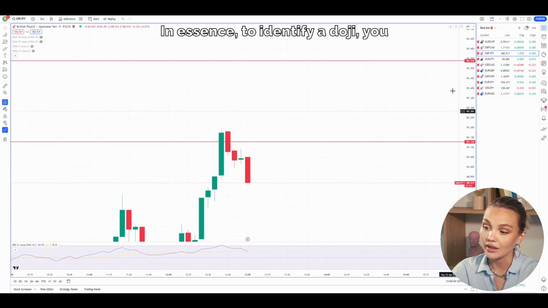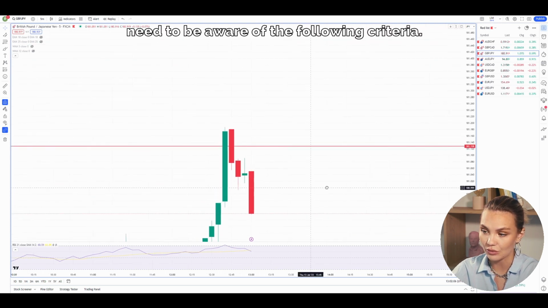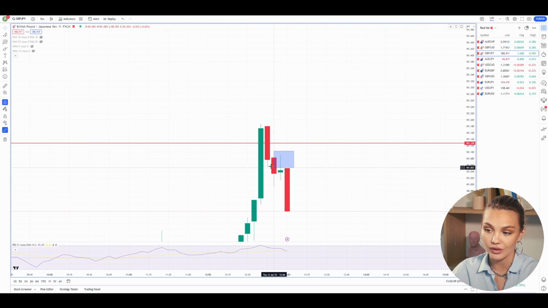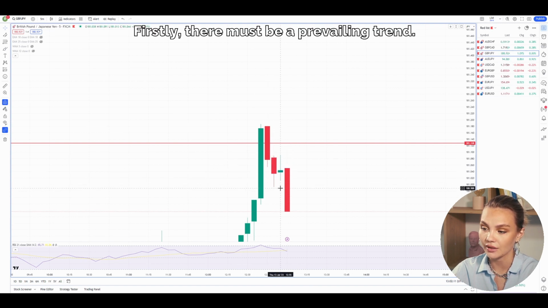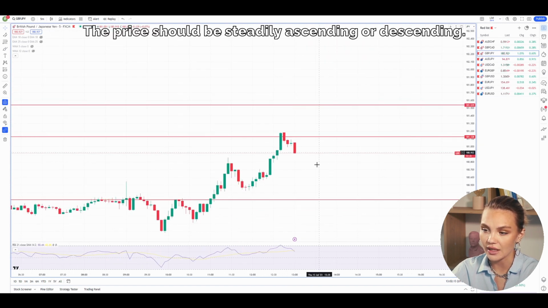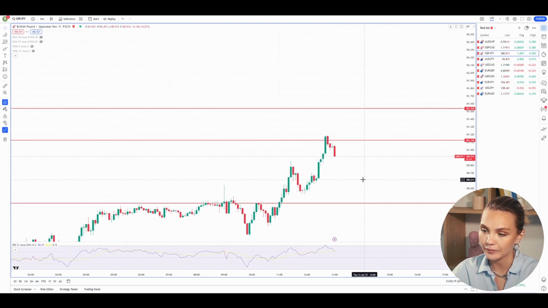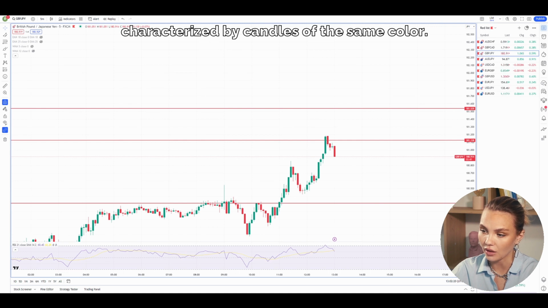In essence, to identify a doji, you need to be aware of the following criteria. Firstly, there must be a prevailing trend. The price should be steadily ascending or descending. The trend should be smooth, characterized by candles of the same color.